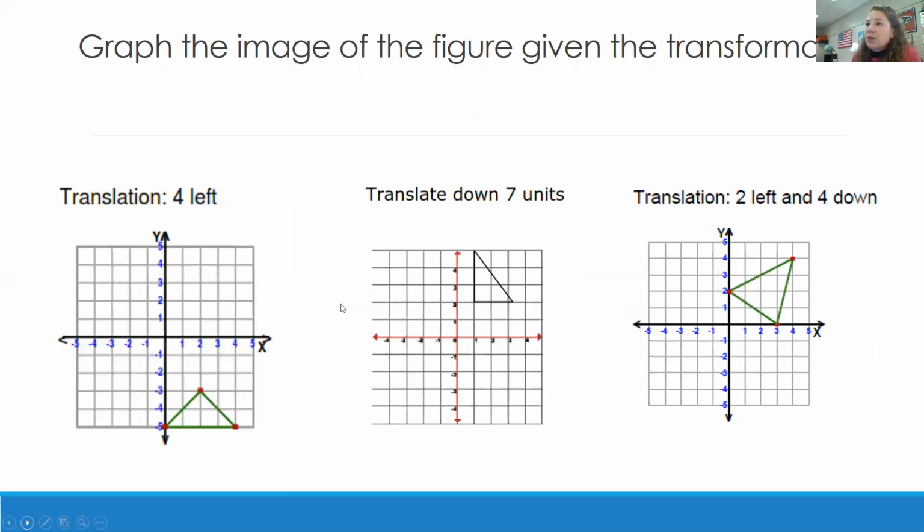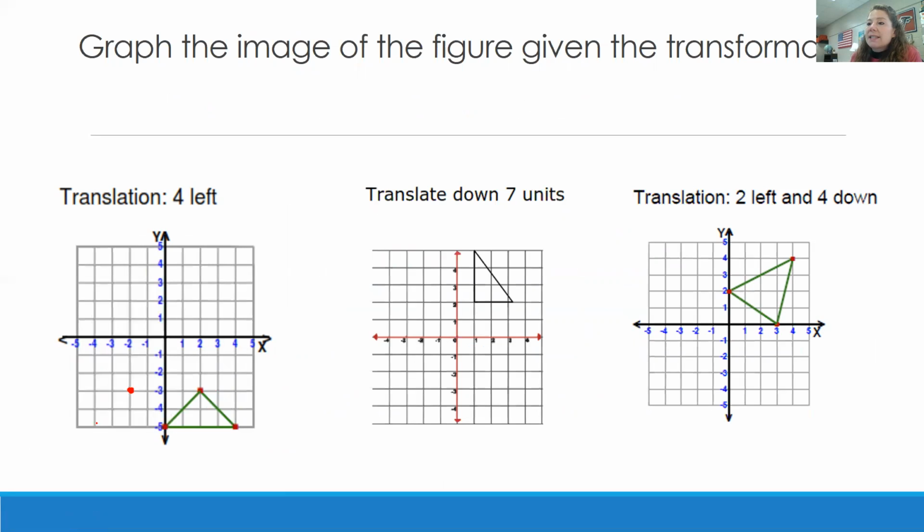All right, so here we go. So on this first example right here, we have a triangle down here, and it tells us that we're going to translate this triangle 4 units to the left. So we're going to take each of the vertices, each of the points, and we're going to go straight to the left. 1, 2, 3, 4. Wait, did I count that right? 1, 2, 3, 4 positions.